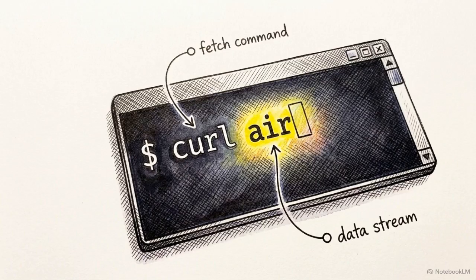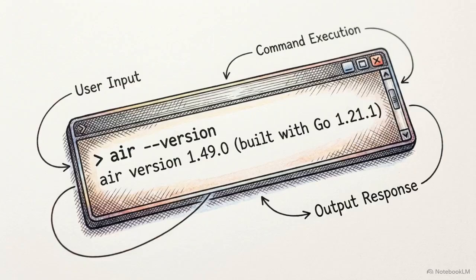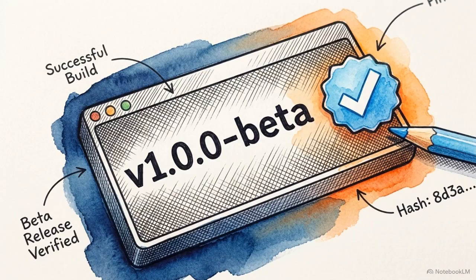Step 1 is fetching the tool. You run the command to download the AIR executable package directly to your machine. Next, execute the installation command to unpack that toolkit and finalize the setup on your local system. To verify it installed correctly, query the terminal for the application version. If it returns the current version number, your installation is complete.